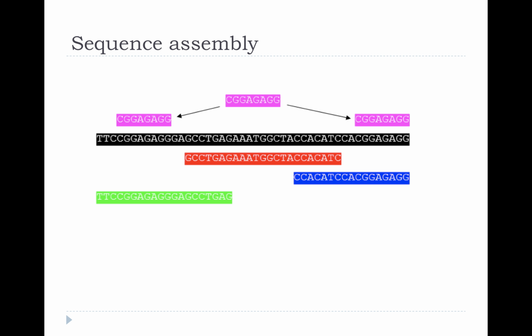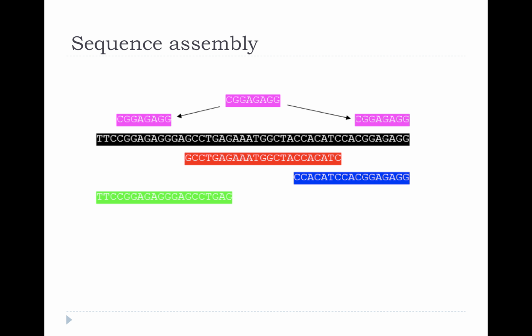What's the problem with the purple sequence? Anyone see any? Why is that an issue? It's what? Yeah, it's a repetitive sequence, so there are two repeats of that sequence.